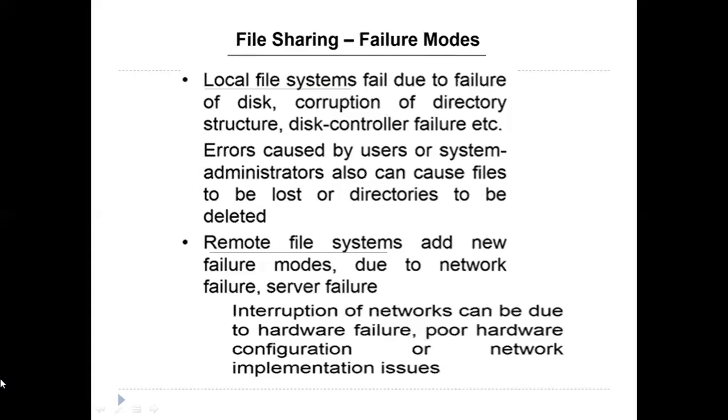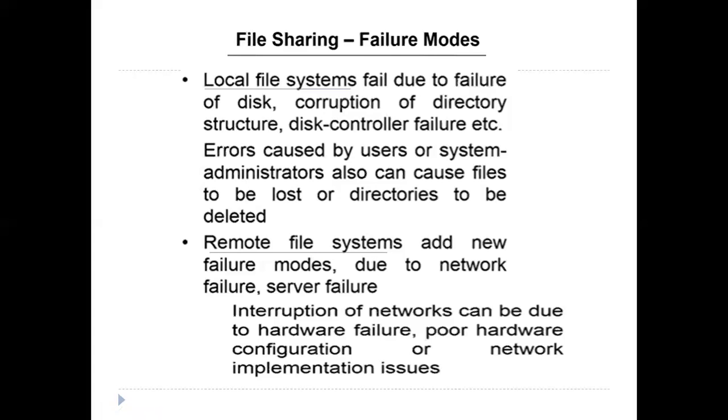The controller is nothing but something between the hard disk and your operating system or the RAM, which helps the flow of data to and fro. So that controller itself failed, right? Errors caused by the user or system administrator can also cause files to be lost or directories to be deleted by mistake. By some kind of manual error, it is possible that the file got deleted. So these are the kinds of failures that could happen locally, right? It could be a manual deletion, or it could be some hardware failure which leads to a local file system failure, right?